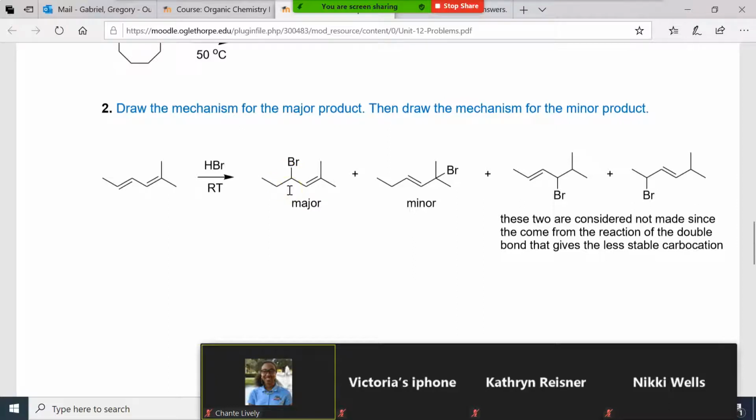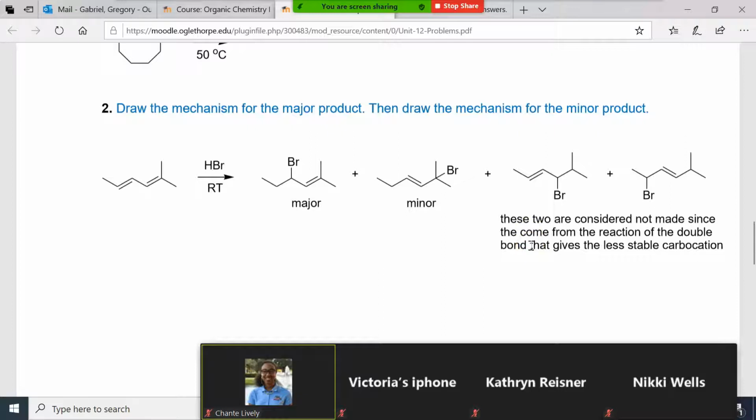Now, why did I say this was the major? See, it's at room temperature, so I'm really trying to pick the most substituted alkene. So it's right here again, tri-substituted. This is also the 1,2 product, right? Because hydrogen goes here, bromine goes here, 1,2.